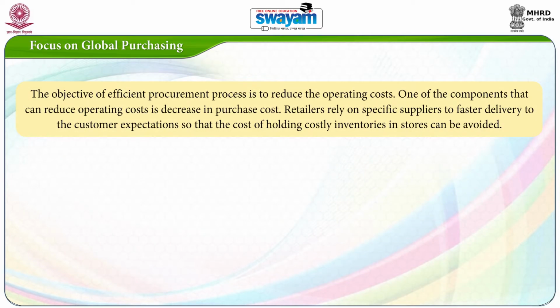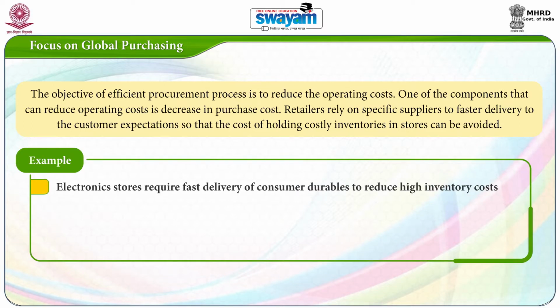The objective of an efficient procurement process is to reduce the operating cost. One of the components that can reduce operating cost is a decrease in purchase cost. Retailers rely on specific suppliers for faster delivery to meet customer expectations, so that the cost of holding costly inventories in stores can be avoided. For example, electronic stores require fast delivery of consumer durables to reduce high inventory cost.